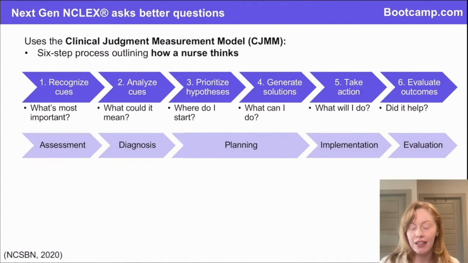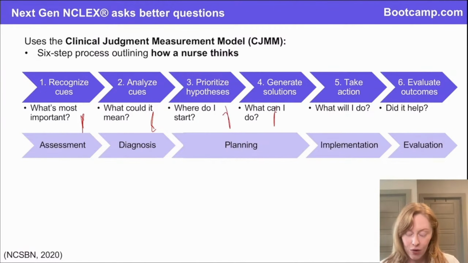So when they do test clinical judgment, they use this 6-step clinical judgment measurement model. And this is basically just the 6 questions in a case study. You might not be familiar with this, but you've probably seen the nursing process before, ADPIE, and this is really similar. So we assess or figure out which of these cues is most important. We diagnose or analyze what could it mean. We figure out where do I start and what solutions or actions can I take to address that priority problem. We actually take that action, do the thing, and then evaluate, did it help?